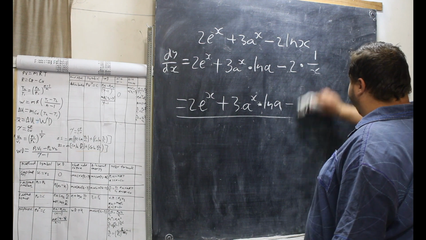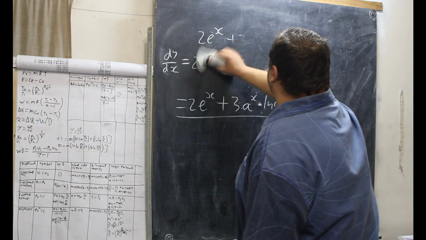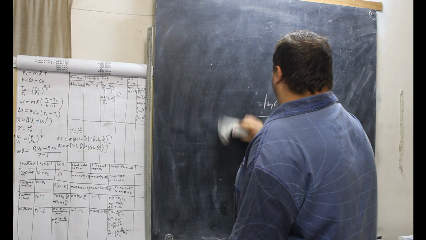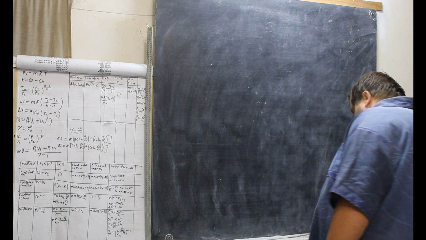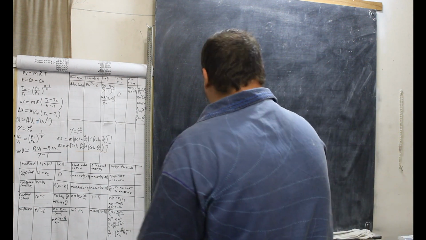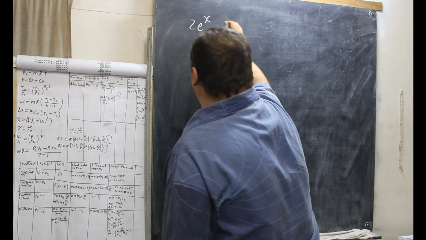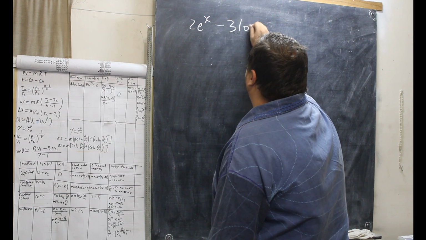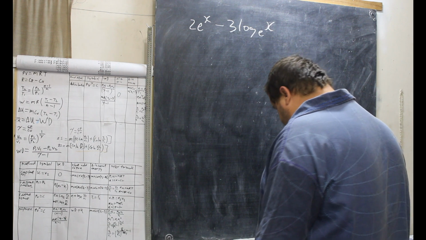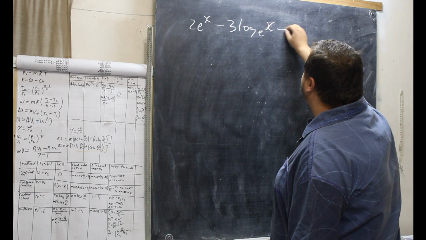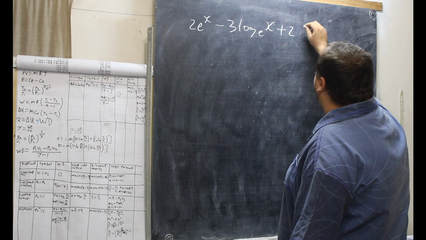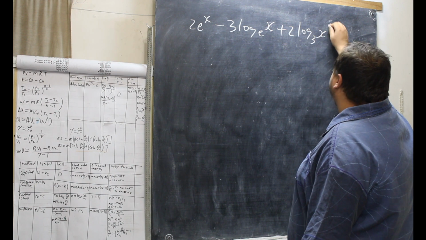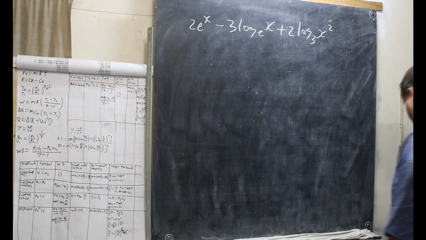Alright, next sum. So, 2e to the x. These are quite rare to see, these ones here. Minus 3 log base e of x plus 2 log base 3 of x squared.